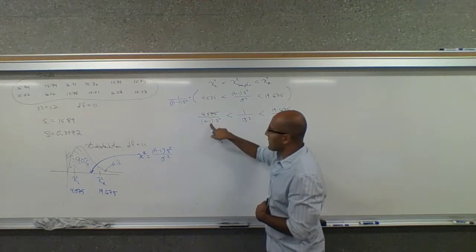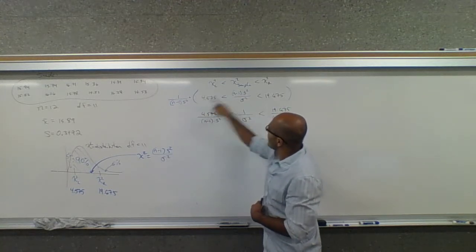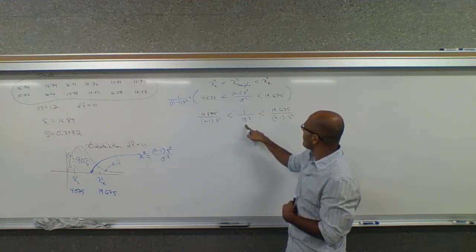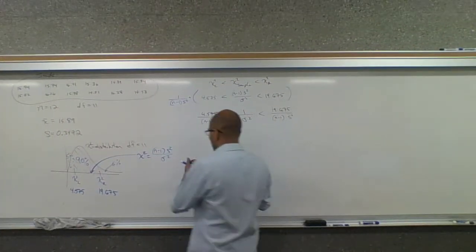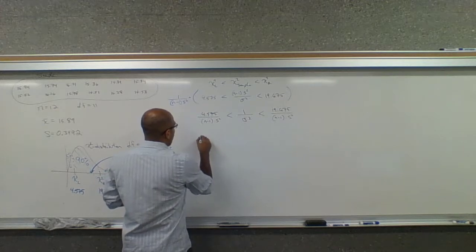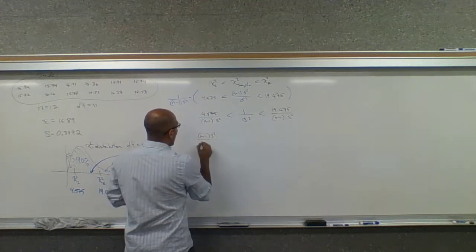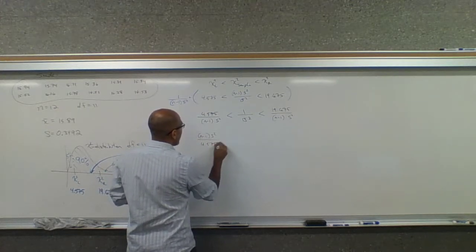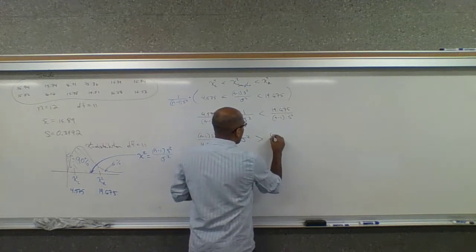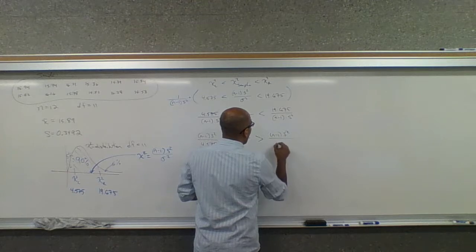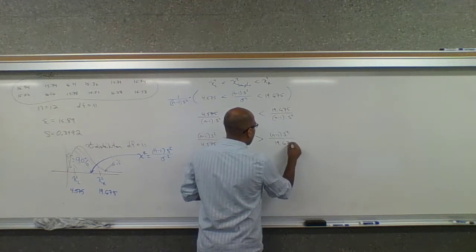So here it just turns into that fraction. Here, the numerator and that denominator completely cancel, giving you this. And then here you end up with that. So we're just going to flip the whole thing and change the direction of the inequalities. So we get (n minus 1) s squared all over 4.575 is greater than sigma squared, greater than (n minus 1) s squared all over 19.675.